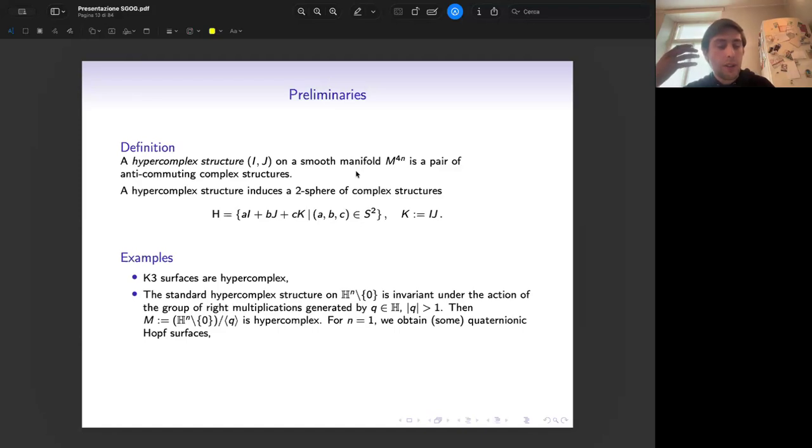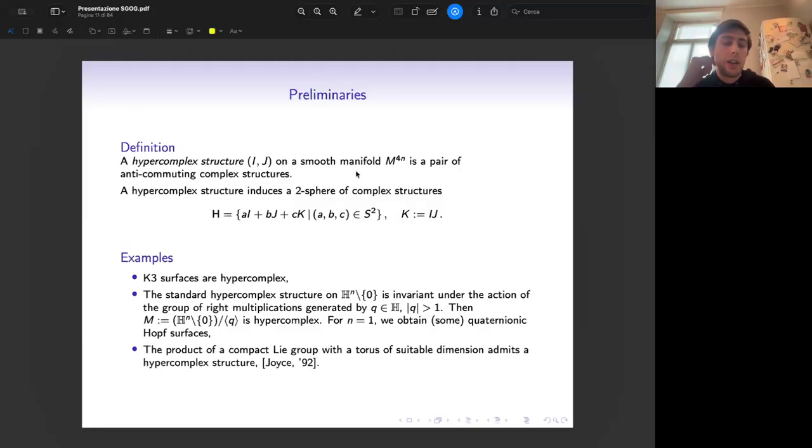Also, quaternionic Hopf surfaces can be obtained as a particular case of a more general class of examples, which are the so-called Joyce examples, which are nothing but products of compact Lie groups with a torus of suitable dimension. And what Joyce proved is that these manifolds always admit a hypercomplex structure, and indeed they admit plenty. Such examples will come back later in the talk.